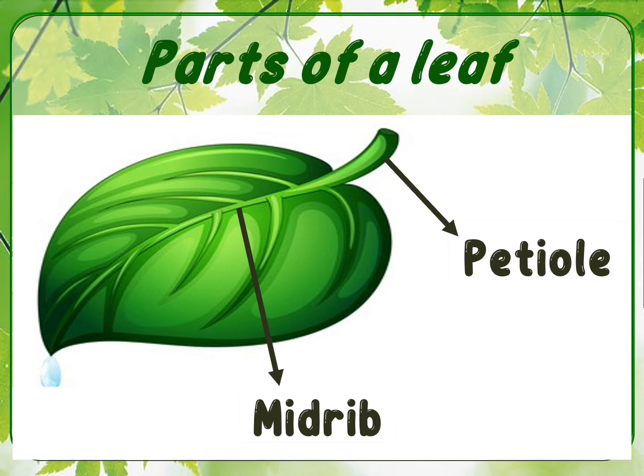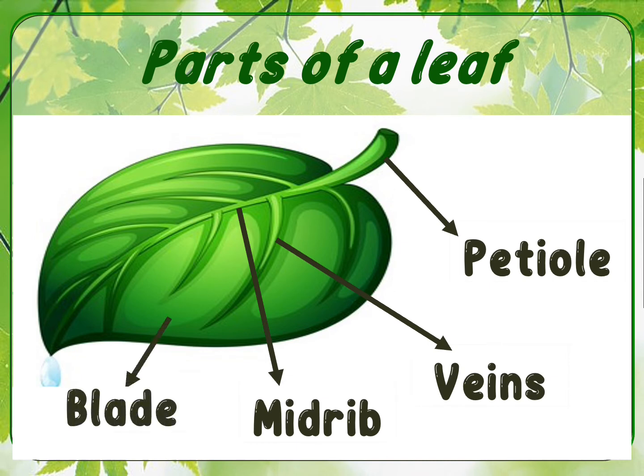Good. Now what about these small lines here? They are the veins. Good. What about the flat thin part of the leaf? It is the blade. Excellent. So let's move on to the functions.